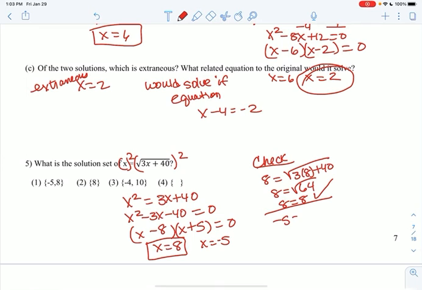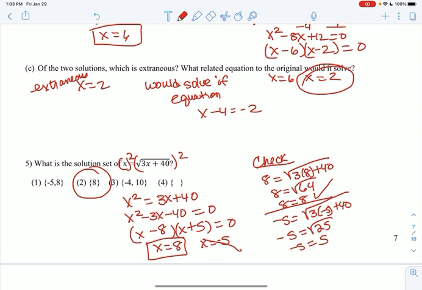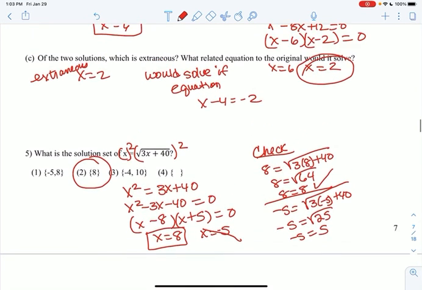Let's check negative 5. So negative 5 equals the square root of 3 times negative 5 plus 40. Well, negative 15 plus 40 is 25. But the square root of 25 equals 5. So this does not work. All right, so my solution is choice 2. All right, so we'll practice those tomorrow.